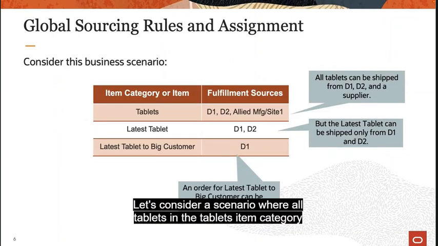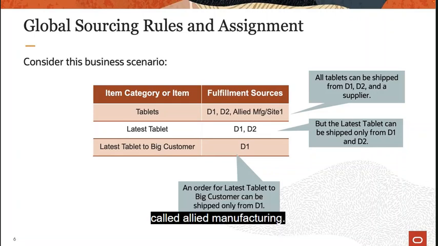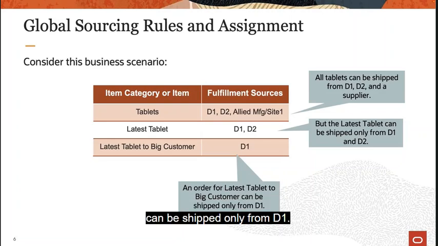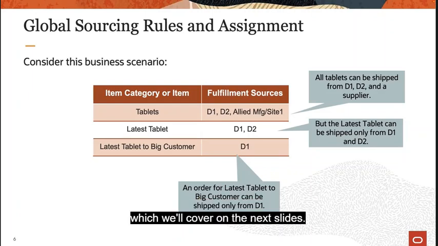Let's consider a scenario where all tablets in the tablets item category can be fulfilled from three sources: internal organization D1, internal organization D2, and an internal supplier called Allied Manufacturing. Now assume there are tighter constraints for a specific product and customer combination. The latest tablet can be shipped only from D1 and D2, and when the customer is big customer, the latest tablet can be shipped only from D1. You can model these kinds of exceptions by using hierarchical sourcing rules, which we'll cover on the next slides.